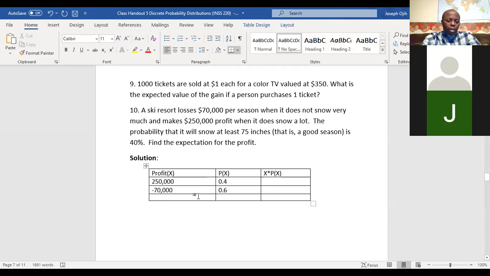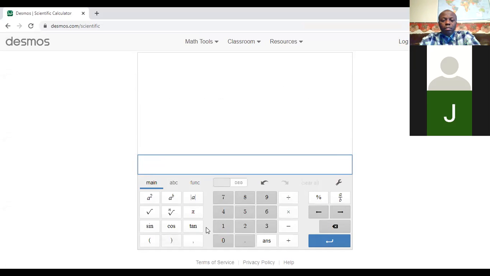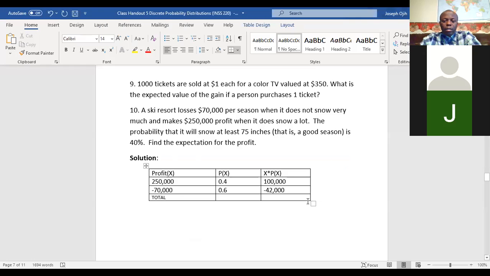And then we can have our totals here. I have X times PX. 250,000 times 0.4. I calculated it here and I got 100,000. Then negative 70,000 times 0.6. I got negative 42,000. So when I added these two, 100,000 plus negative 42,000, I got 58,000, which is positive.